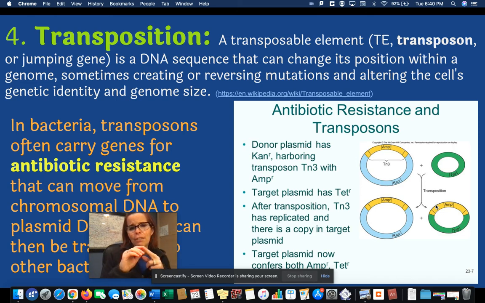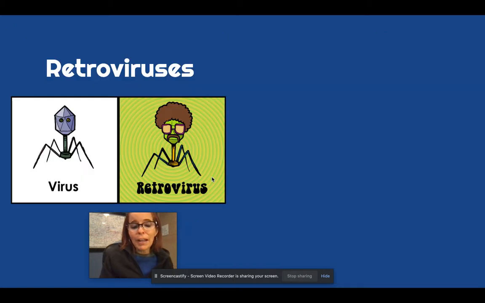Transformation, when they suck up DNA from the environment. Conjugation, bacteria sex. Transduction, when a bacteriophage, a virus, transfers the DNA. Or transposition. All right, now the last thing that we're going to talk about is about viruses this time.